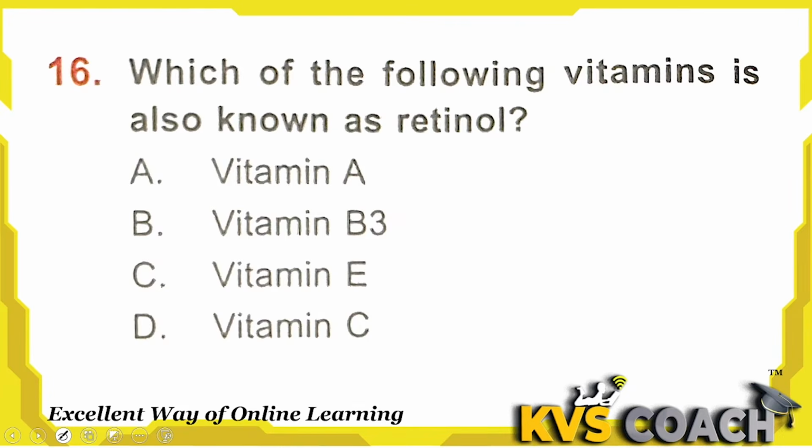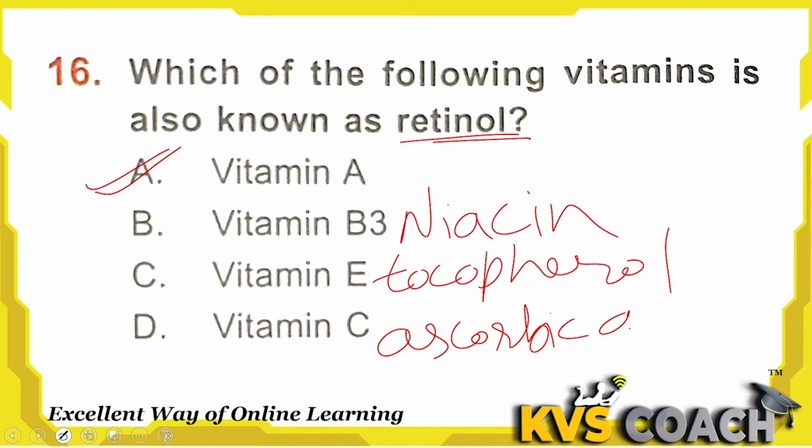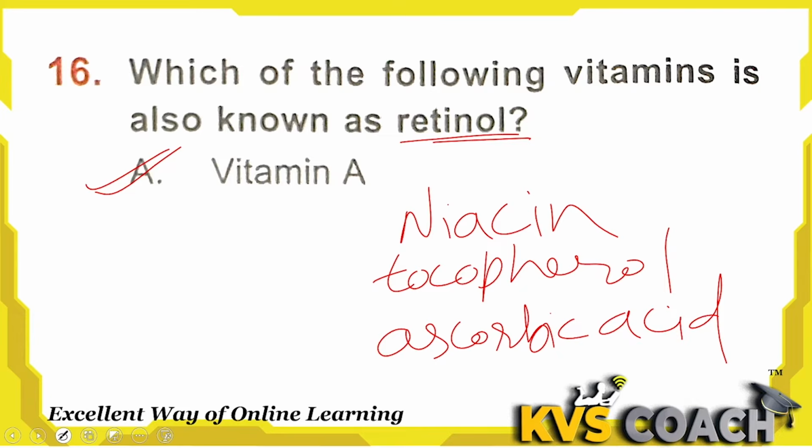Next is, which of the following vitamins is also known as retinol? Retinol, that is vitamin A, which is known as retinol. Vitamin B3 is known as niacin. Niacinamide, you can hear that term, but that is known as niacin. Vitamin E is known as tocopherol, and vitamin C is ascorbic acid. So the right answer for retinol is vitamin A.